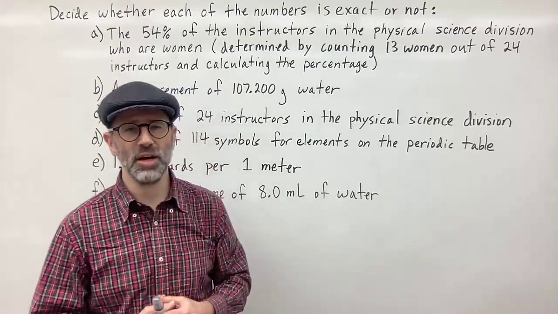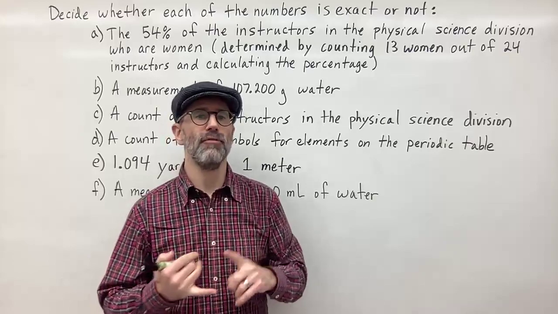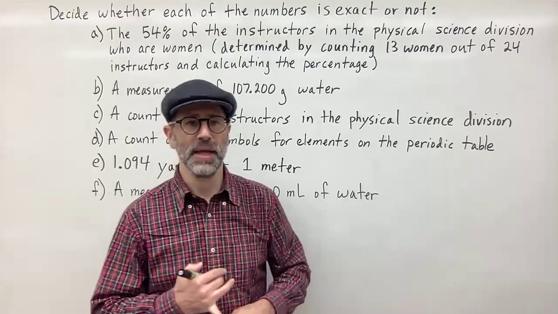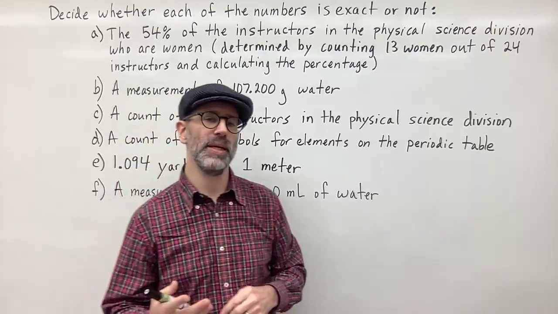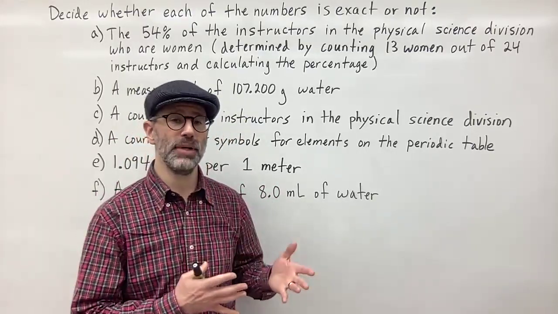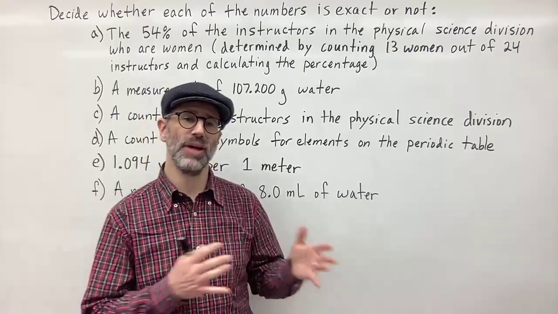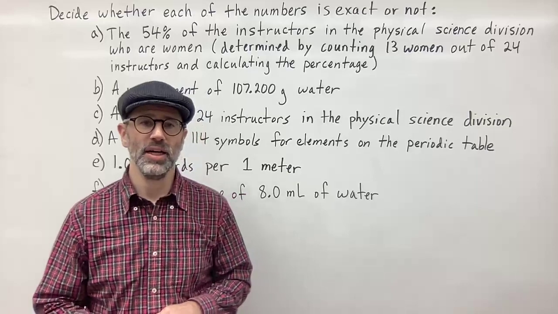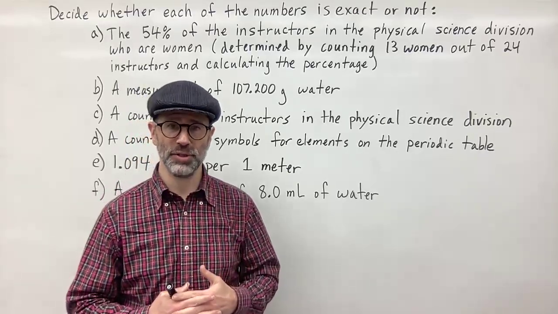So the rule of thumb is that if you calculate a percentage from exact numbers and you don't round the percentage, that would be exact. If you calculate the percentage from measurements, then that percentage would be inexact. So you'd have to figure out the number of significant figures that are allowed for that percentage.